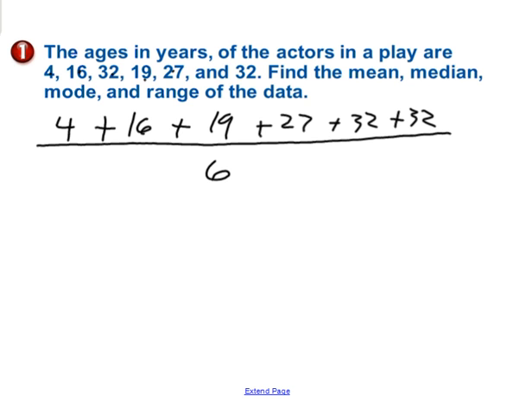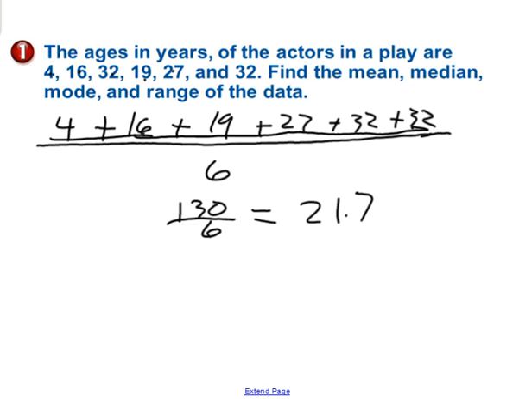If I add up that numerator, going all the way across the top from left to right, I get 130. 130 divided by 6 will give me the average, the answer of 21.7. All right. The next thing, we're going to refer back to our rules again.